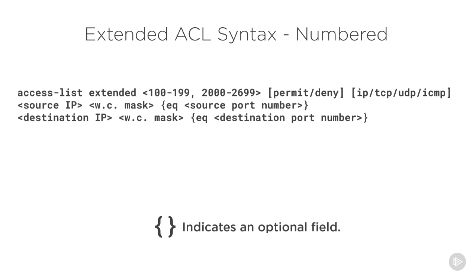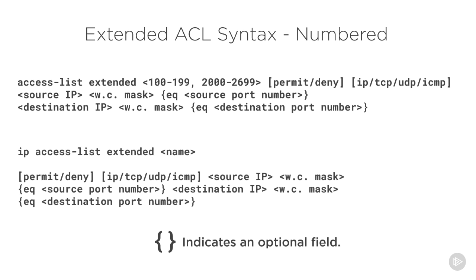We can also do a named access control list, and there we're just saying ip access-list extended name. It's very similar to what we did with the standard access control list. And now our command starts with the permit or deny statement, and we don't have to put in the access-list extended and then the number. So we have two ways of doing that extended access control list. Method 1 is to use the number. Method 2 is to use the name.